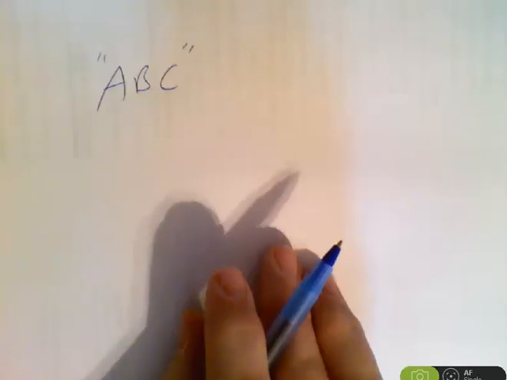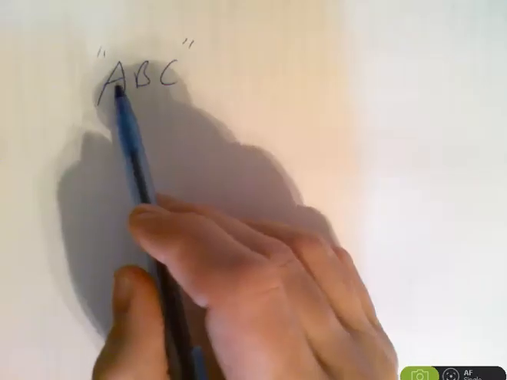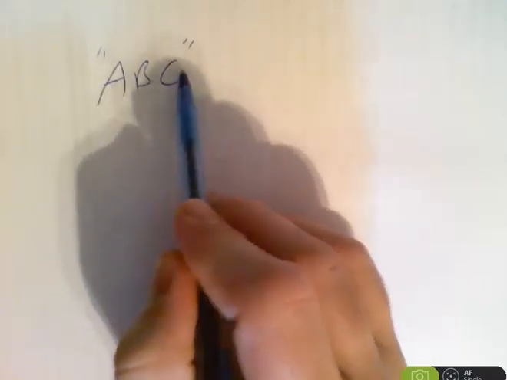The basic idea is simply ABC. Okay, so it's just the alphabet, no big deal. I'm sure we all know the alphabet, except this alphabet stands for area between curves.